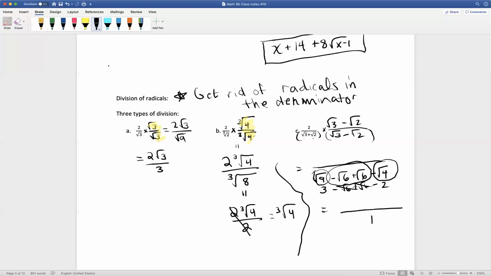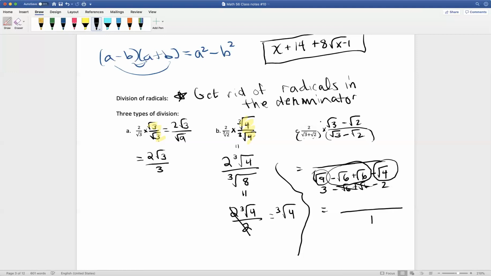Now, this structure should look familiar, and if not, it's okay. But you guys remember that structure a minus b times a plus b? Remember what we get when we multiply a minus b times a plus b? We get a squared minus b squared. So those middle two terms cancel out. The first term's a perfect square, and the last term's a perfect square. That's why this property works.